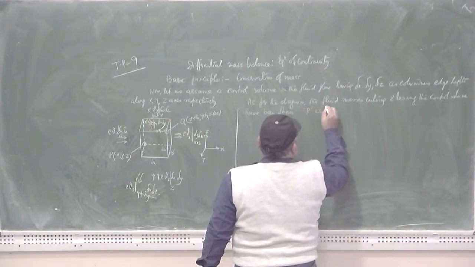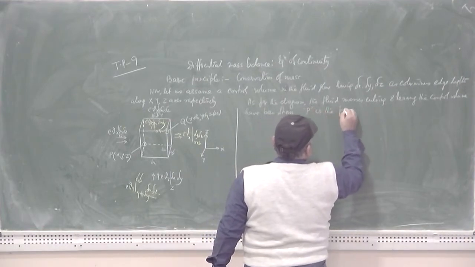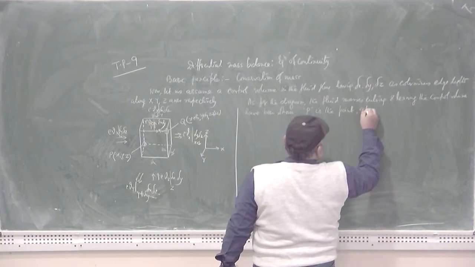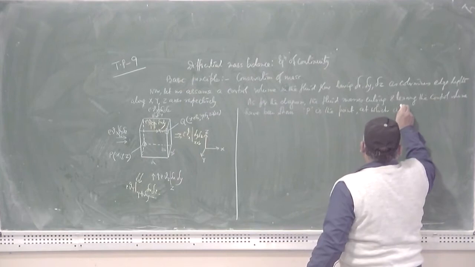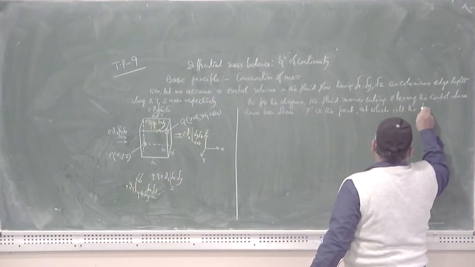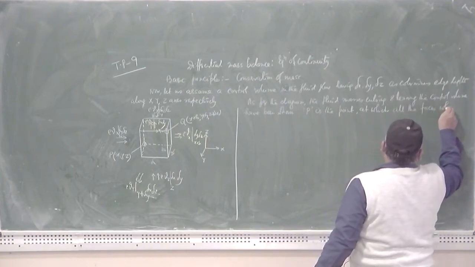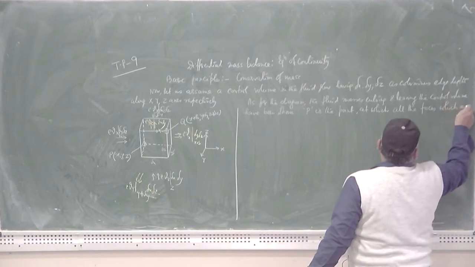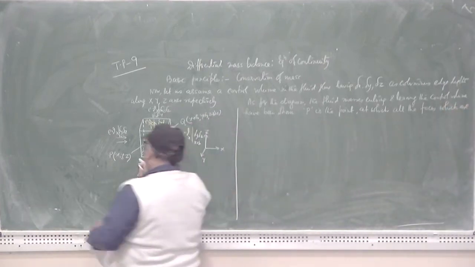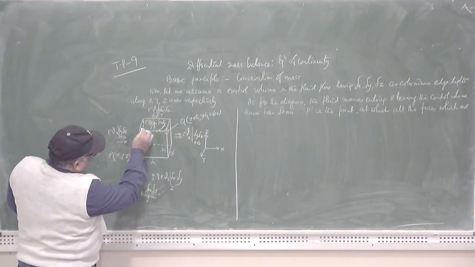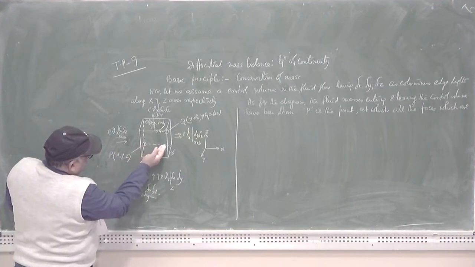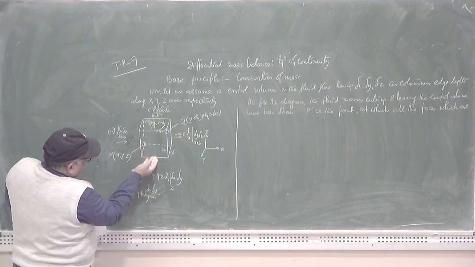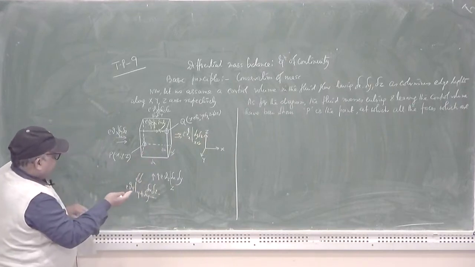So P is the point at which all the phases meet. This is the meeting point of this surface, this surface, and also this surface. These are the three.